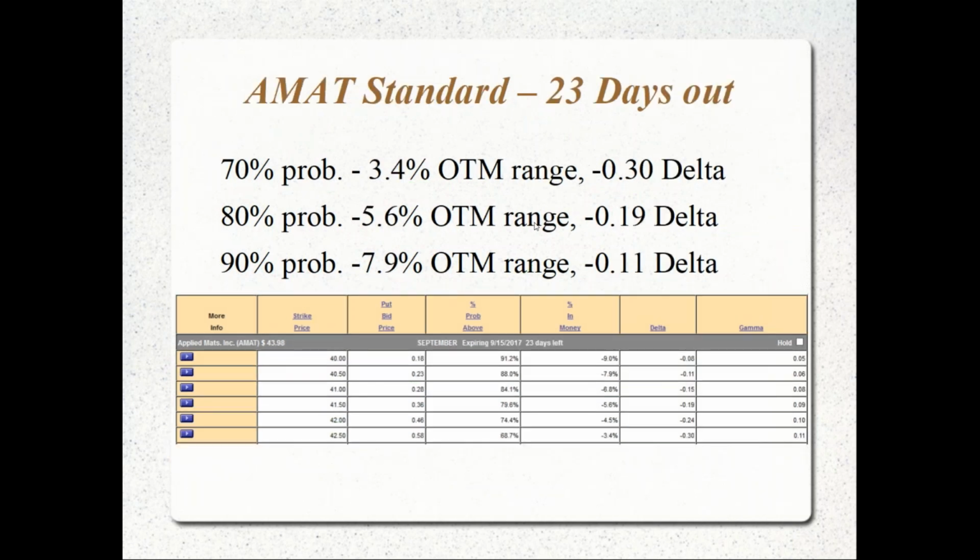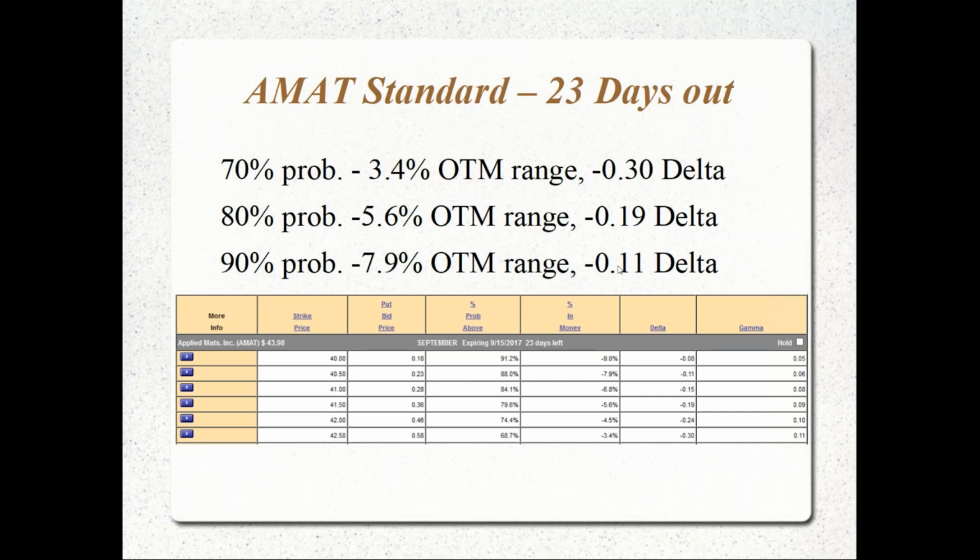23 days out, now we're allowed to go a little bit further out of the money, a little bit more cushion from the stock price to get into our probabilities. So now a 70% probability, instead of being 2% out of the money, is 3.4% below the stock price. 80% probability is about 5.6% with a delta of 0.19. Again, delta to probability is close. And now with a 90% probability, almost 30 days out to next standard expiration, we're looking at an 8% range out of the money with an 11 delta. I'm just showing puts because the calls would be the same.